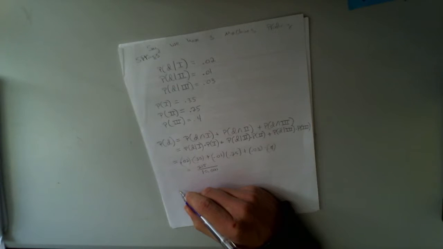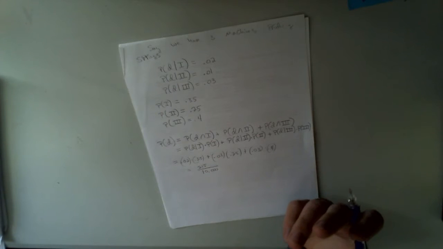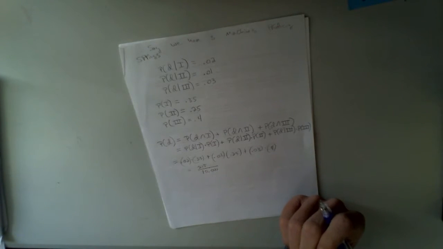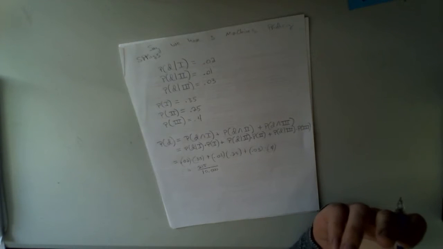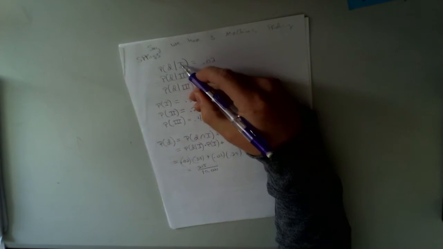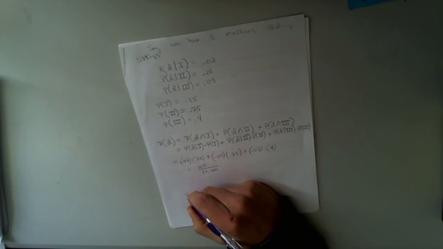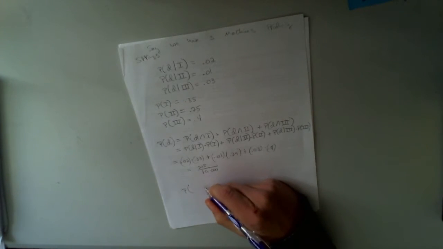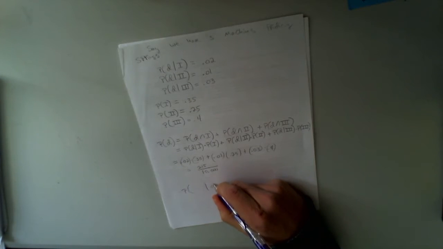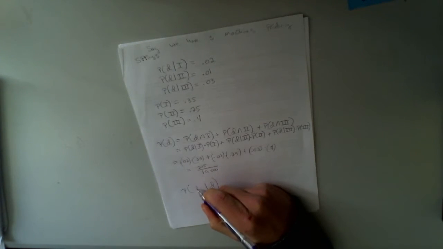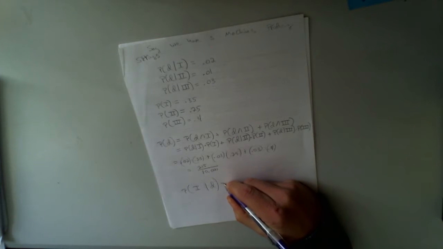So say that I draw some defective spring. Say that I reach in and I grab some defective spring. Well, what's the probability that it came from, say, machine 1? That's something that we can calculate, and that might be useful information. I've observed that the spring is defective, and I want to know the probability that it came from machine 1. Well, I can solve for that.